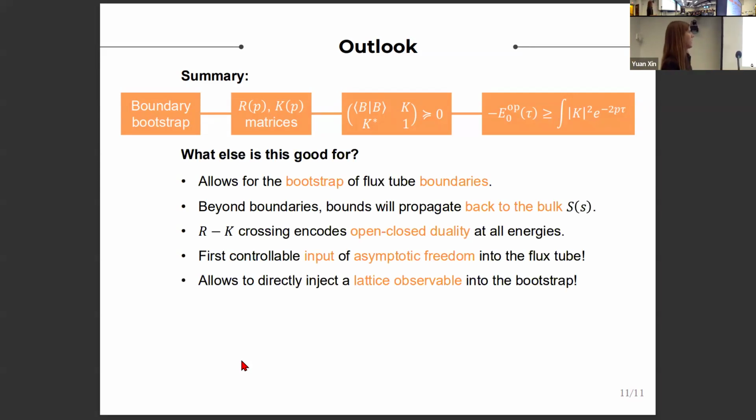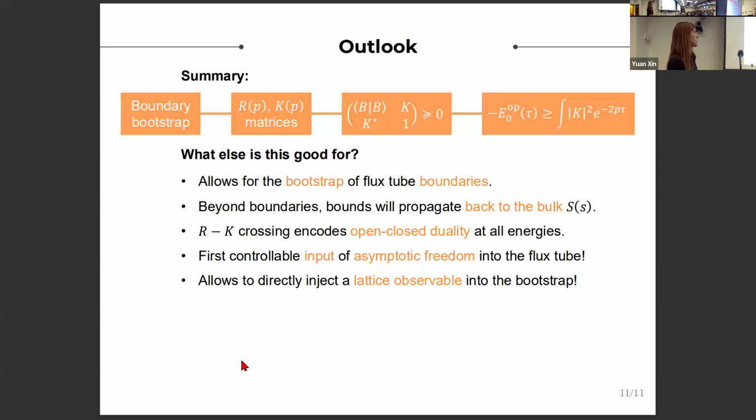And I'll do this very quickly. You can put boundaries. So now that we have this, we can go back and run the boundary bootstrap, which is what we wanted to do. But I want to emphasize that this is not just something about the boundary Wilson coefficients, because these matrices extend to the S matrix. So these bounds will propagate back to the S matrix. So there's hope that by running the boundary bootstrap, you'll improve upon the bounds that we obtained from the bulk bootstrap.